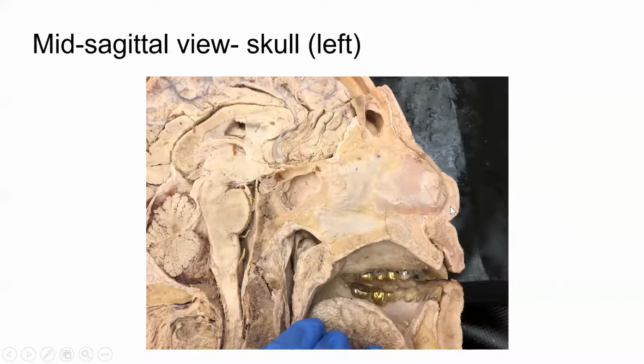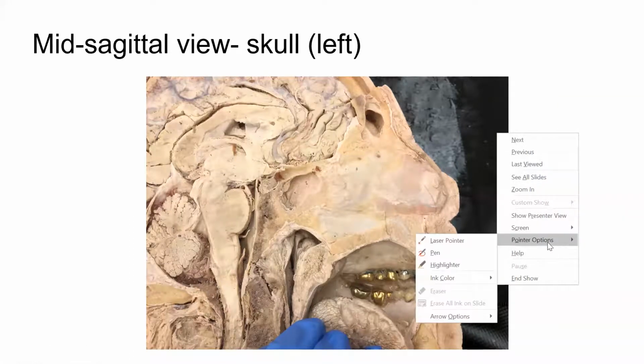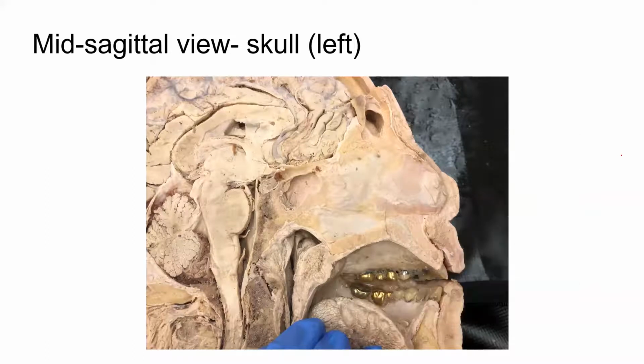We're starting off here with a mid-sagittal view of the skull. This is a left view or a left section. Things we can appreciate here are the hard palate. So this is the hard palate. We should remember the structures that form the hard palate: the palatine bones posteriorly, and the palatine process of the maxilla anteriorly.